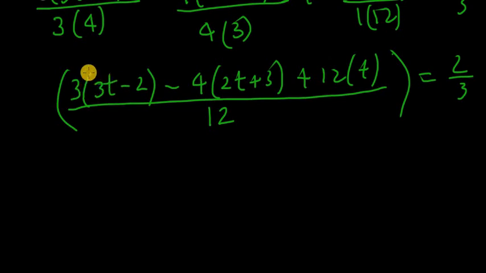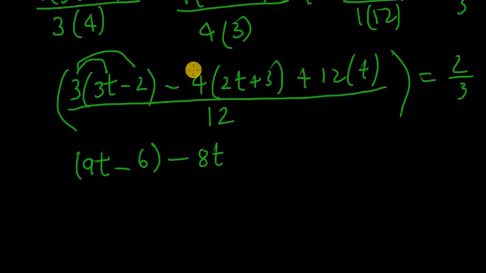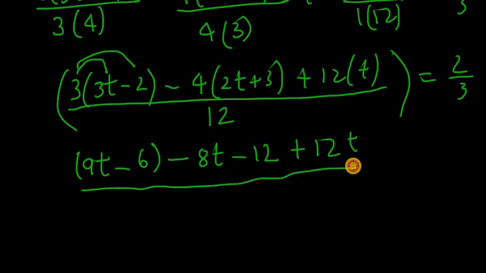Now let's multiply this out. 3 into 3t is 9t, and 3 into minus 2 is minus 6. Then minus 4 into 2t is minus 8t, and minus 4 into plus 3 is minus 12. Then plus 12 into t is simply 12t. All divided by 12, equal to 2 by 3.